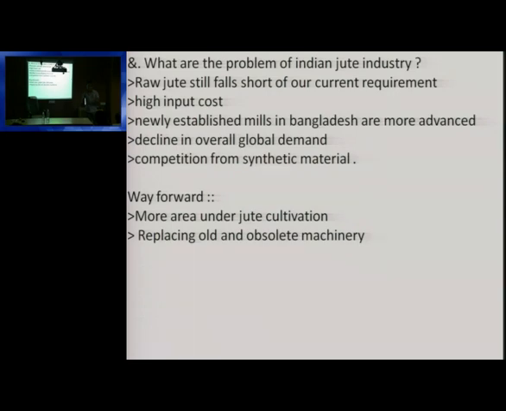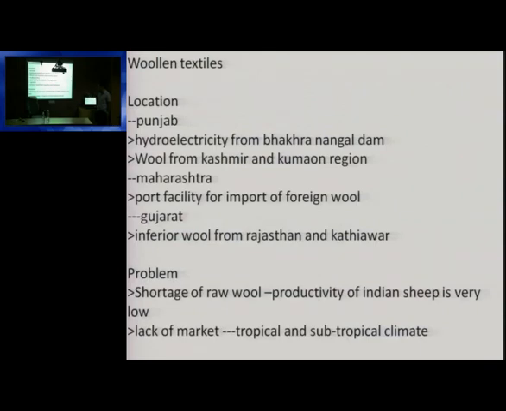After independence, the Bangladesh government installed new, modern machines. Those machines are more efficient, consume less power, and produce quality products. On the Indian side, the machines are very old, consume more power, efficiency is low, and product quality is much less. So we cannot compete with Bangladesh in jute in the international market. Those are the factors. High input costs, and newly established mills in Bangladesh are more advanced. The way forward is more area under jute cultivation and replacing all obsolete machinery with new machinery. Woolen textile, just go through it.